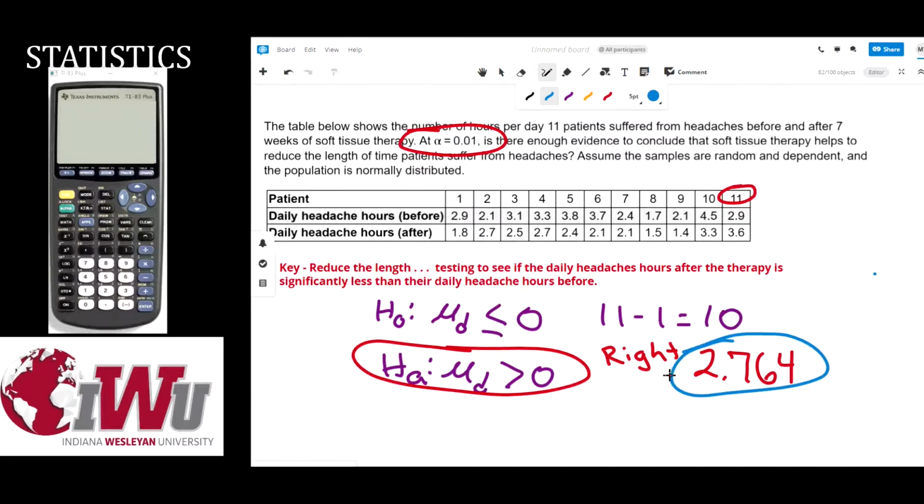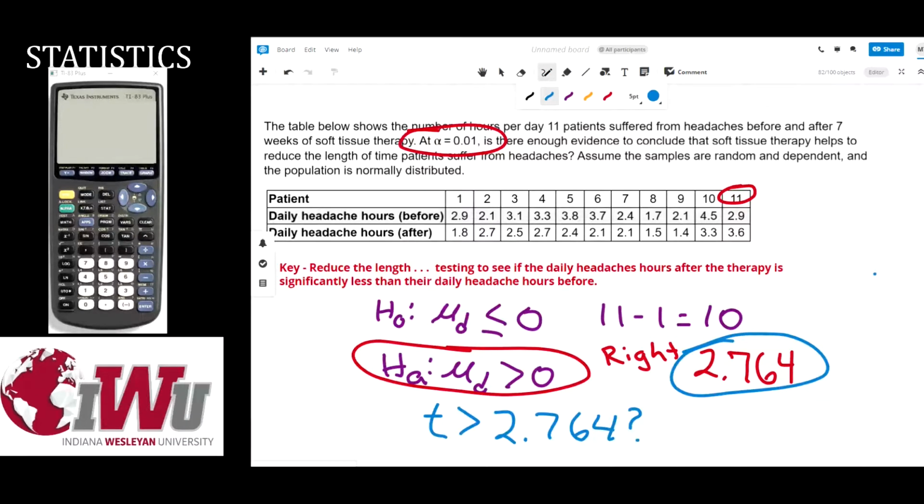What this means is that for the right tail, we're looking to see if the statistic that we get is going to be greater than that. So the question is, is t going to be greater than 2.764? That's the question we're going to try to answer. Is it going to be greater than that? All right, let's check it out and see.